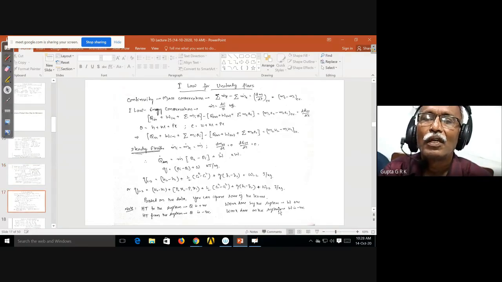Okay, then I go for unsteady flows. For unsteady flow, I have to write the complete equations: continuity, mass conservation, and energy conservation. The mass coming in, m dot i at the inlet, minus the mass at the exit is equal to the rate of change of mass of the control volume. Okay, so this is for unsteady flows.